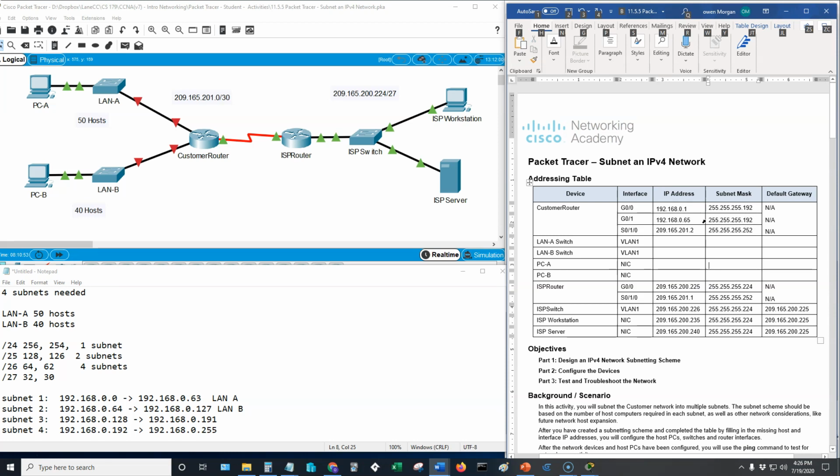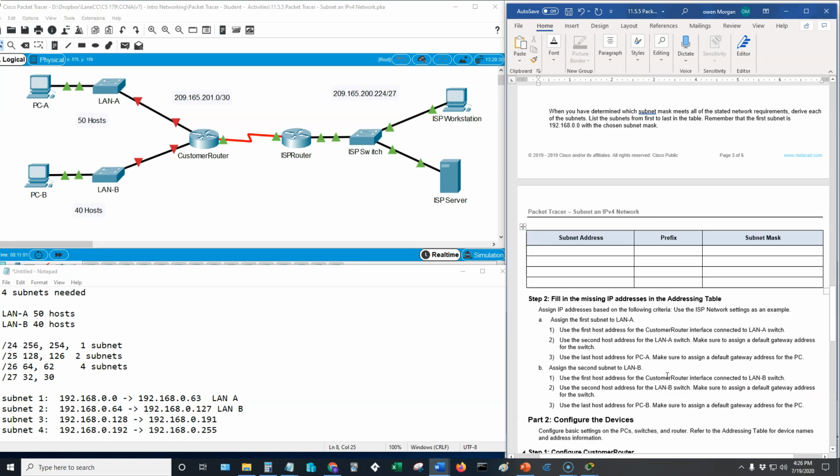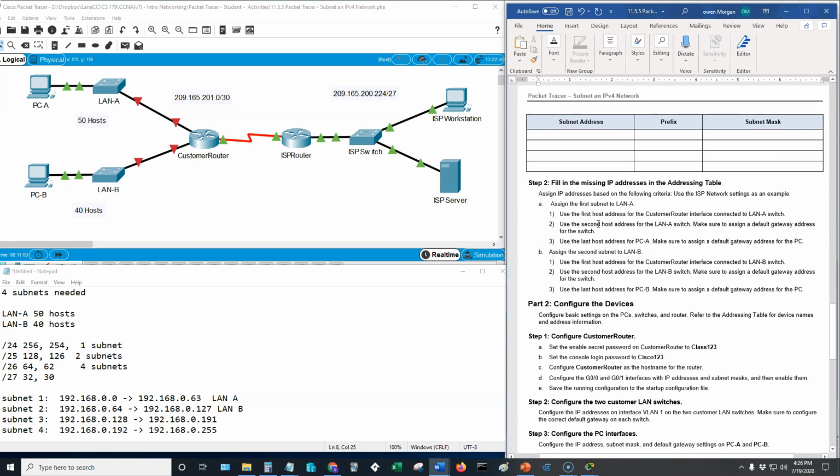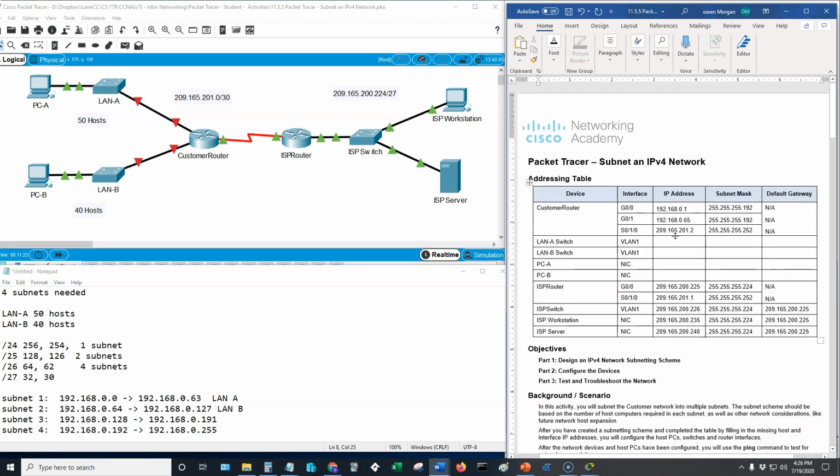So our subnet mask is the same for both of these. Alright, so for our VLAN, let's see, what did it want us to make the VLAN? The first host address is for the router, the second host address is for the LAN switch, and then the last host address for the PC. So let's go figure that out.